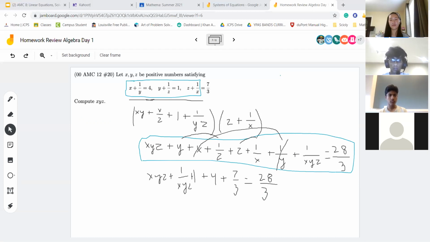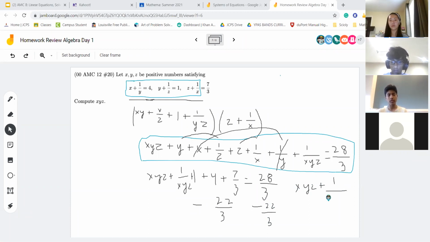And then you subtract 22/3 from both sides, right? Remember, this is where solving our linear equations comes into place. And we get this thing here, xyz plus, what is it, 1 over xyz. No, we have a question in the chat.